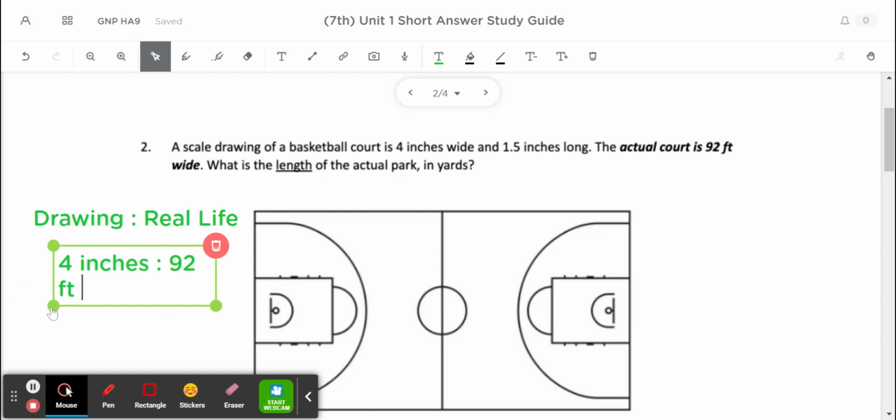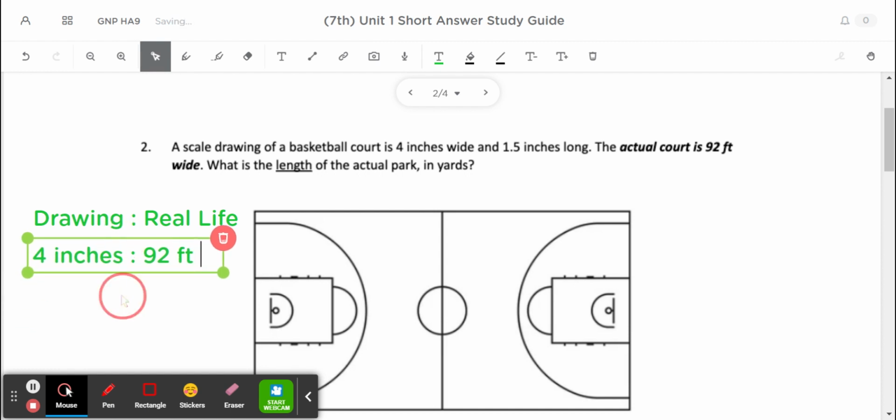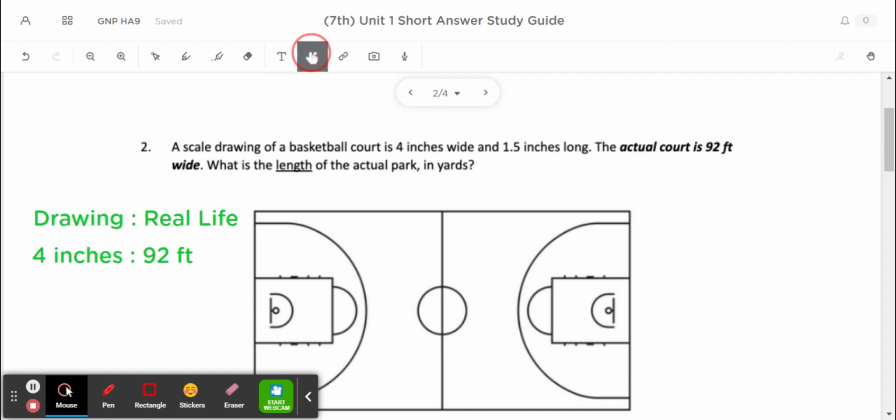How do I know that? Well, if I read the question closely, I can see that the basketball court is 4 inches wide on the picture. And the actual court is 92 feet wide, which means that the actual court is represented on the picture by 4 inches, but in real life it's 92. So I know the relationship between the drawing and the real life object.